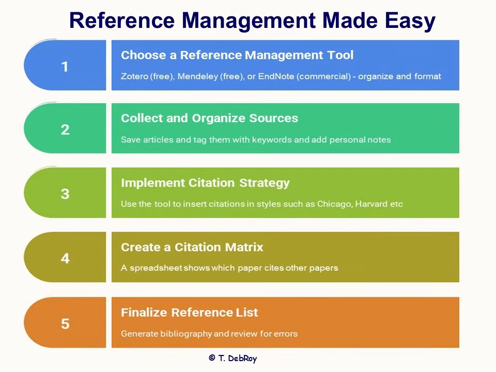Efficient reference management is essential for a comprehensive review. Start by choosing a reference management tool like Zotero or EndNote to help organize and format your citations. As you collect sources, organize them effectively by tagging keywords and adding personal notes. Next, implement your citation strategy using the tool to insert citations consistently. A highly recommended step is to create a citation matrix, a spreadsheet showing how different included papers cite one another. Finally, generate the reference list and carefully review it for any errors.